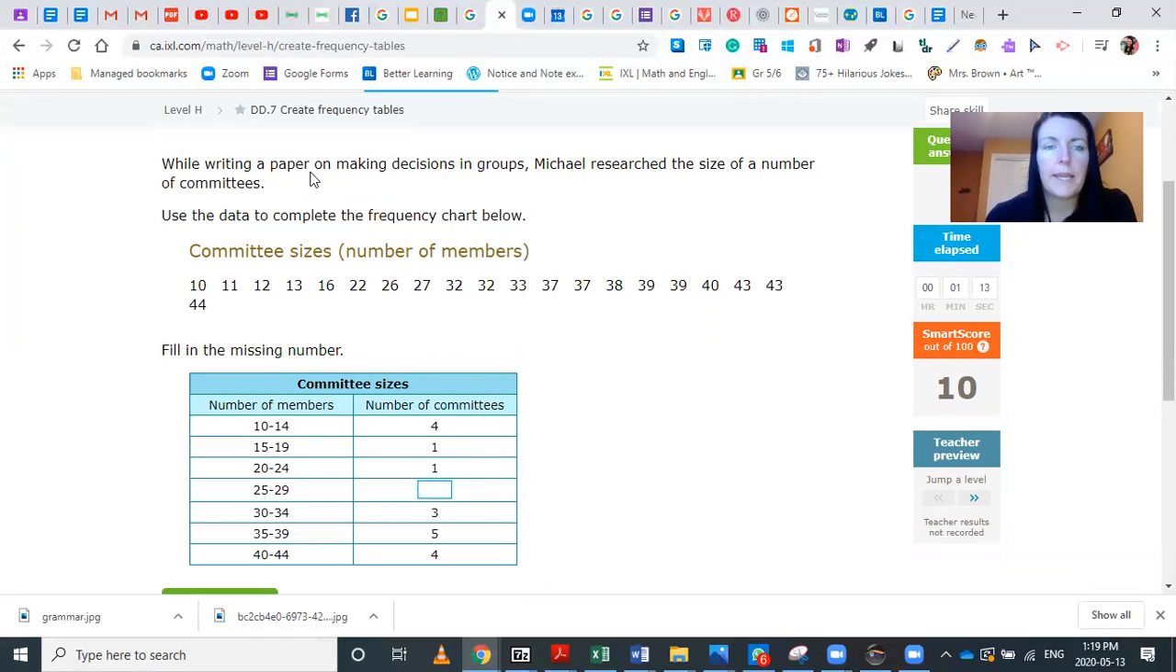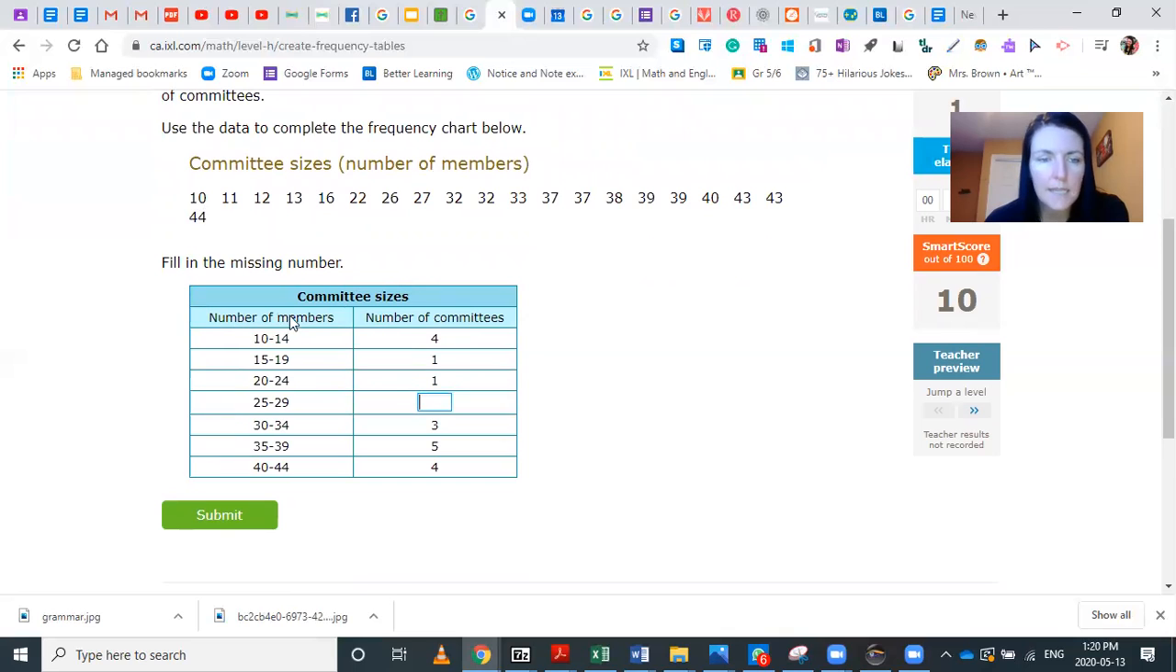While writing a paper and making decisions in groups, Michael researched the size of a number of committees. Using the data, complete the frequency table chart below. Committee sizes, numbers of members, right? So in each of these committees, there are several committees that they saw. They said this committee is 10 people big, right? It's how big or how large that group is. 11, this committee is the size of 12 people. This is 13, and it's in order from smallest to biggest. I always like it because that's much easier.